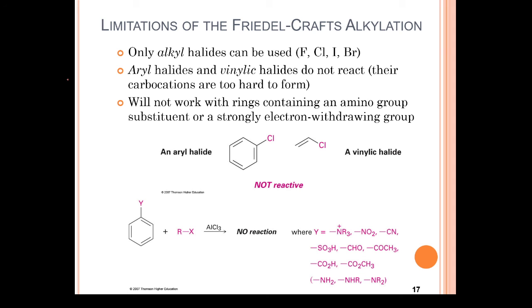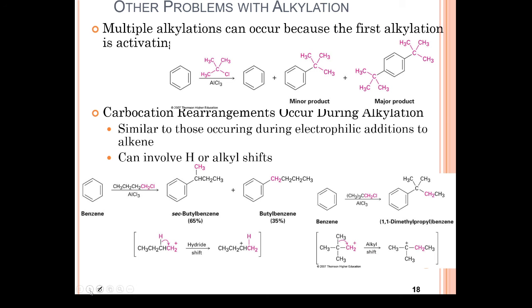Now, another limitation to Friedel-Crafts alkylation is I can only use alkyl halides. I can't use vinyls. And it will not work if the ring contains an amino group on it. So if there's an amino group or a strong electron withdrawing group, which we'll talk about in a little bit, this reaction doesn't work. And the biggest one is, again, this reaction can't be stopped. And that's what this is showing up here.